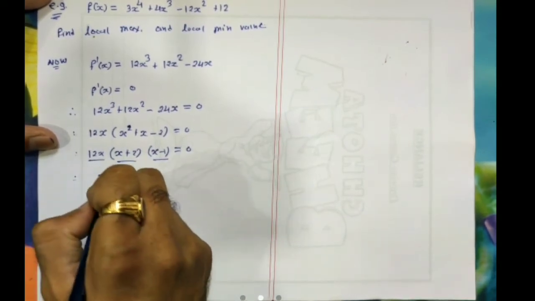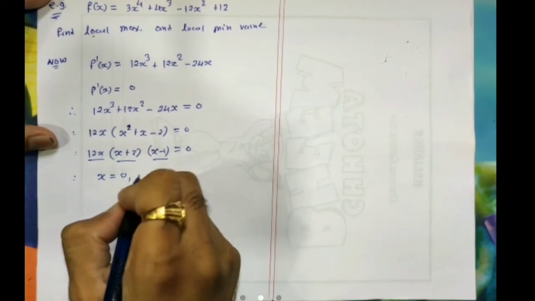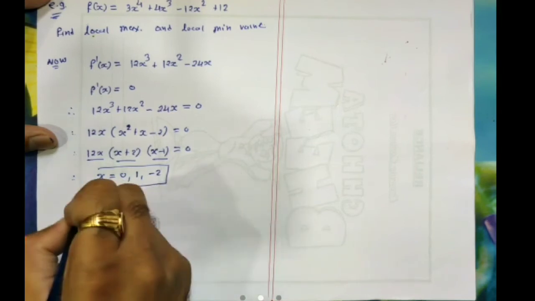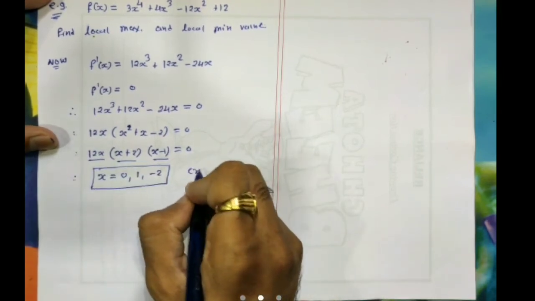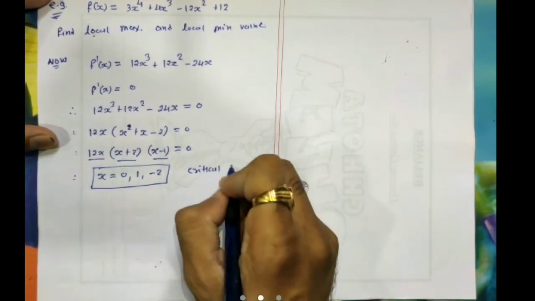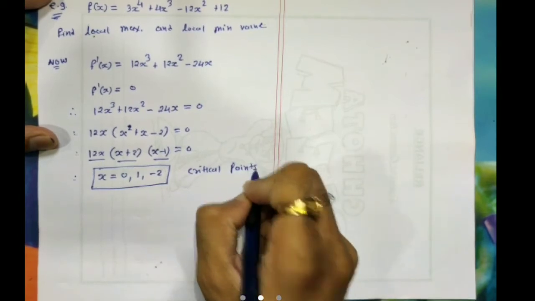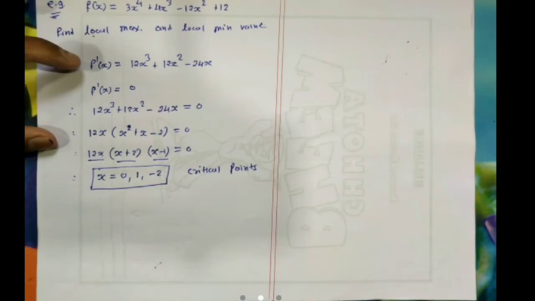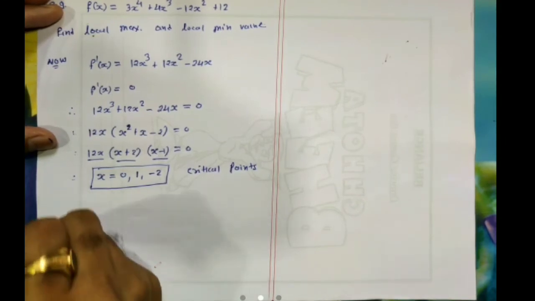So we are getting our critical points: x equal to 0, x equal to 1, and x equal to minus 2. These are our critical points. This is your step number 1: find f dash x, compare f dash x with 0, and find the critical points. Done. Now step number 2.